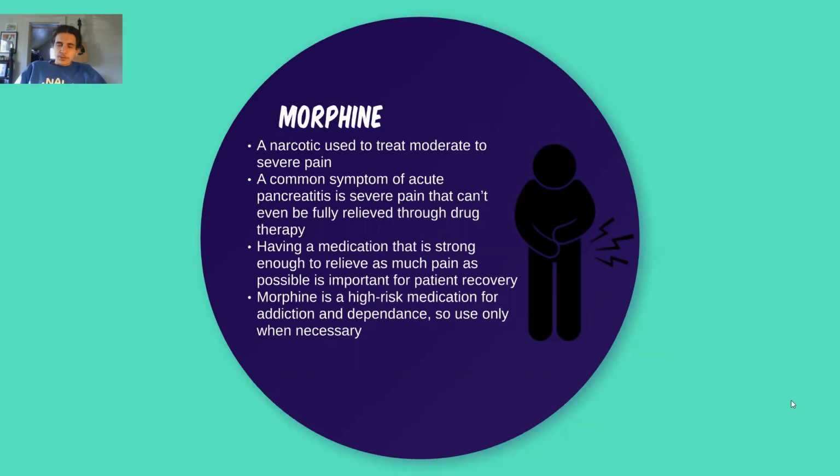But nothing really ever took his pain away completely. So that's why the use of morphine can really help, because even though it's a heavy, heavy painkiller, if we can take away as much pain as possible, that is the most ideal situation for him. So morphine is important, and you'll see this in a lot of acute pancreatitis patients.